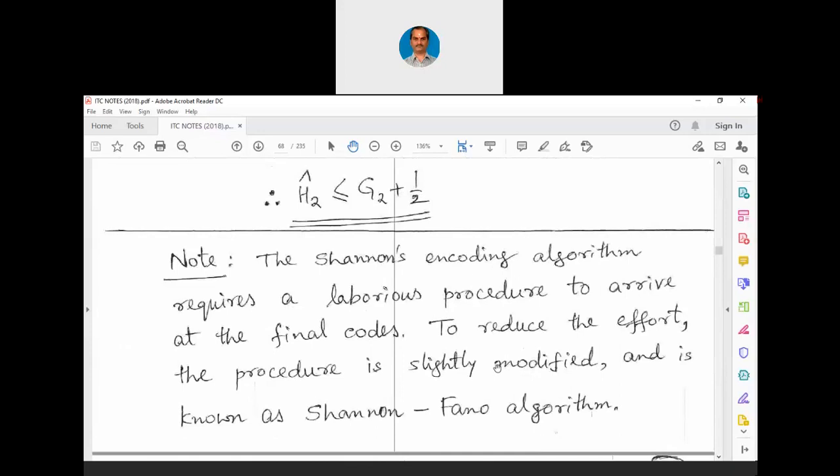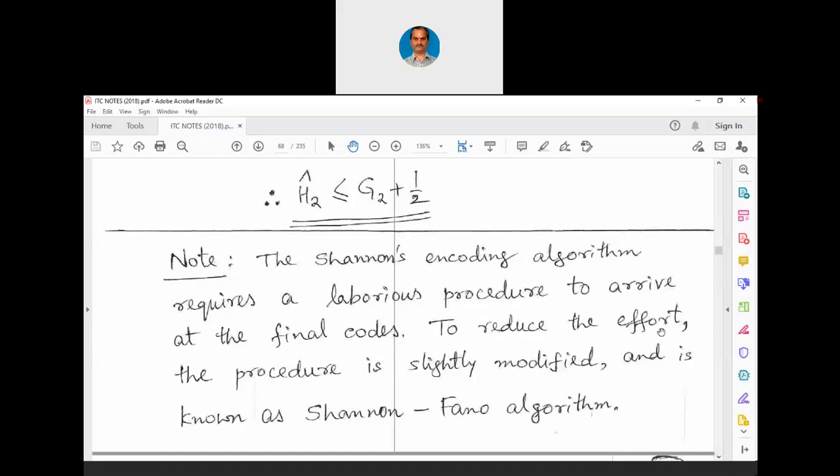Now, the last point: in the next class I will start the next algorithm, called the Shannon-Fano algorithm. The Shannon's encoding algorithm requires a laborious procedure to arrive at the final codes. You should apply the ni's left side and right side along with the probability, and then you have to get a fraction. That fraction you convert to binary, and from the binary fraction you take out the binary codes. That is basically a laborious procedure. It is not laborious as such if you use a computer nowadays; we can simply write a program for the same. But otherwise, manually, it is a laborious procedure to arrive at the final codes.